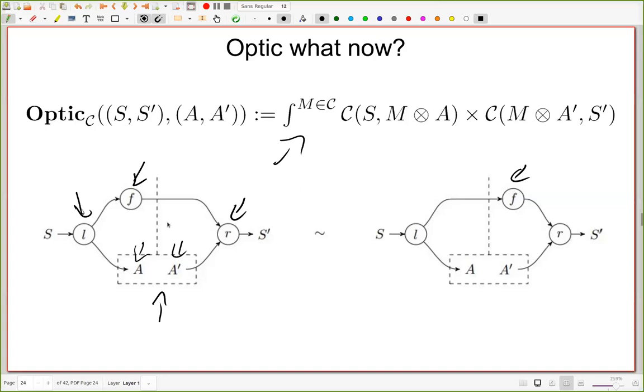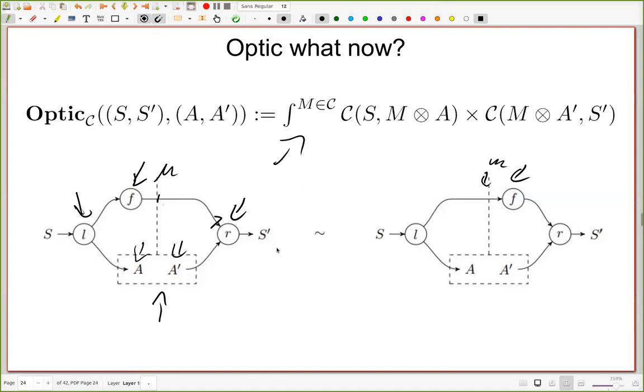So, it doesn't matter what this residual M here actually is. So this is what we call M, the residual. As long as what goes into R is the same, we consider those the same optic. That's the definition of an optic.